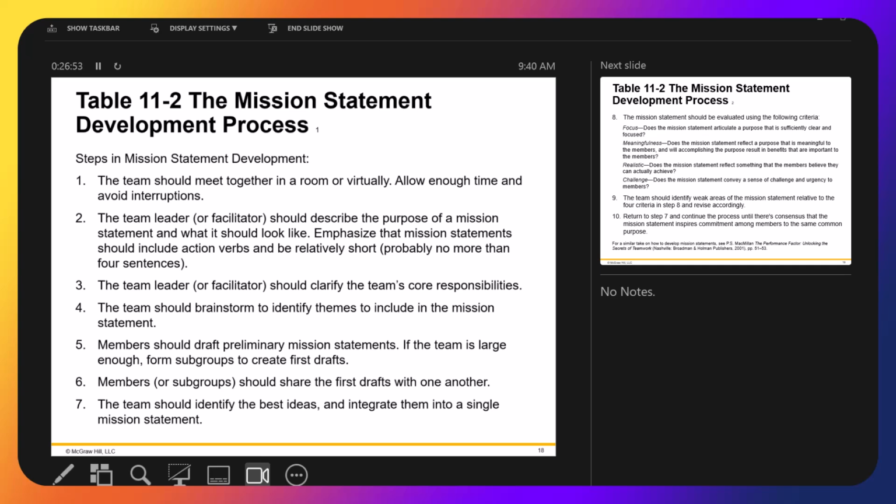Members should draft preliminary mission statements. If the team is large enough, form subgroups to create first drafts. Break it down. If you have a large enough group, break it down into subgroups and assign them certain portions or whatever else. In other words, work smart. If you have enough people to do more than 3 things, if they can do 6 or 7 things, then let them do it and bring it all together at the end.